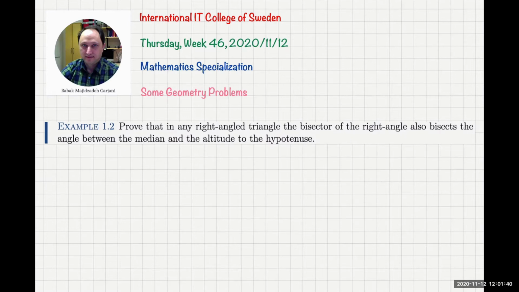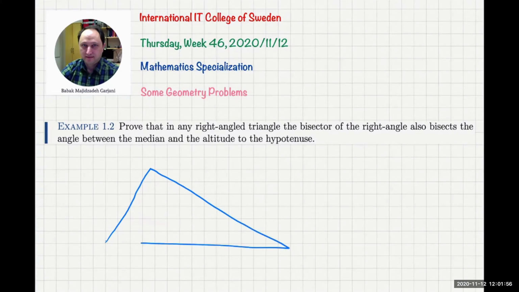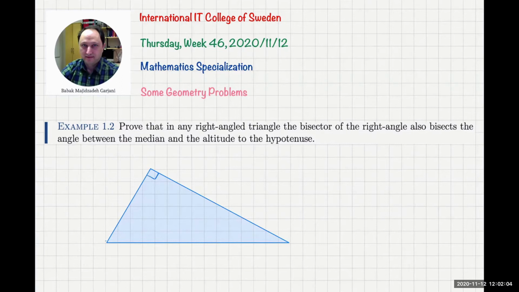So if you don't mind, let me just start the problem here. Let us see why you couldn't solve it. Okay, so for example, if I have a right angle triangle, hopefully this will work. Yes, so assume that this is your right angle triangle and this angle is 90 degrees. Okay, so this is A, B, C.